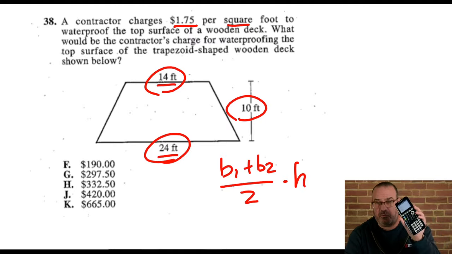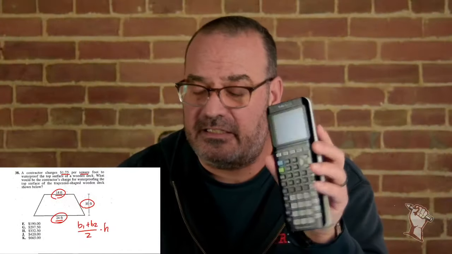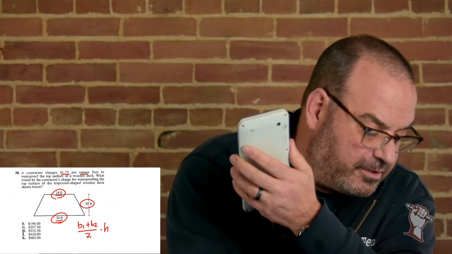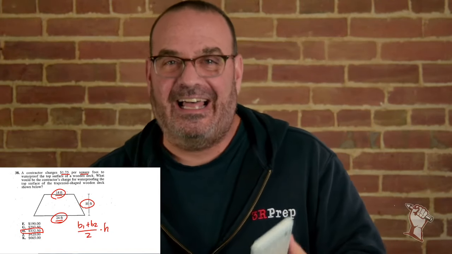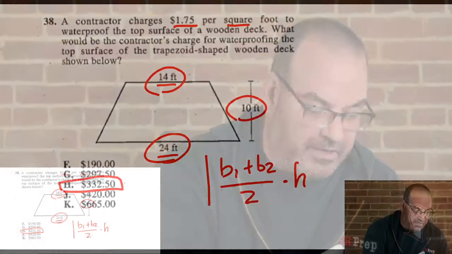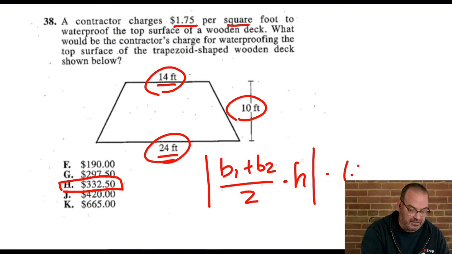So our formula is we could enter the whole thing in, and that is going to be $1.75 per square foot times the quantity, parentheses, quantity 14 plus 24, quantity divided by 2 times 10, quantity. I can enter this whole thing straight into the TI-84 and get out $332.50. I did actually practice that one, Teo. Since I screwed up yesterday, I did practice it. What is it? It is the area here times $1.75.